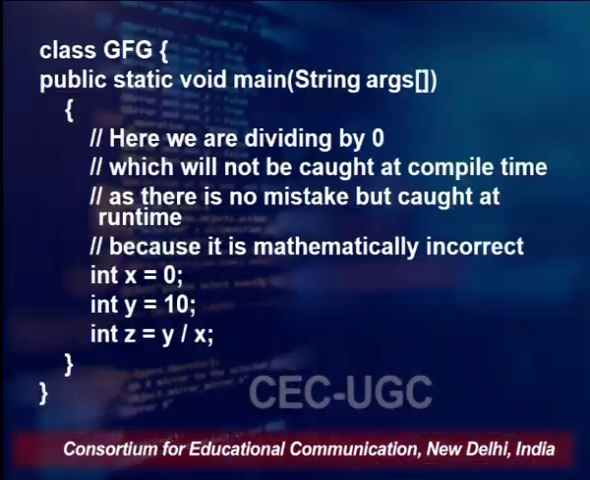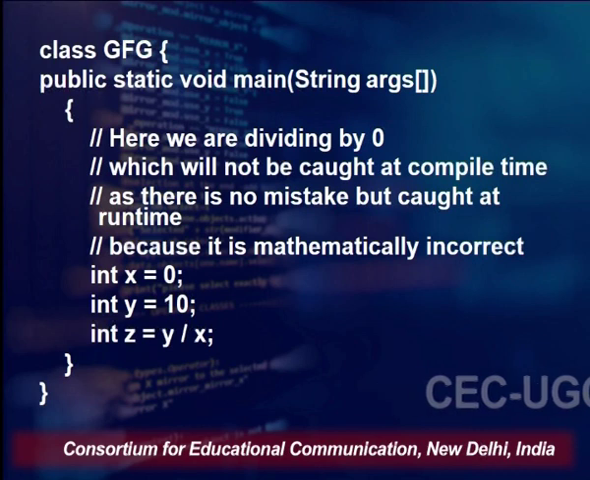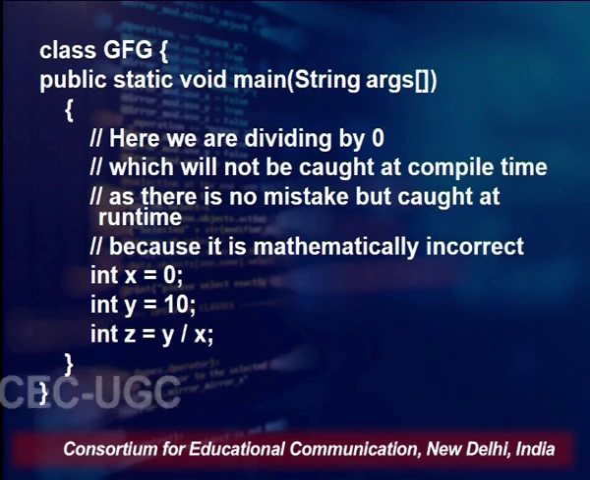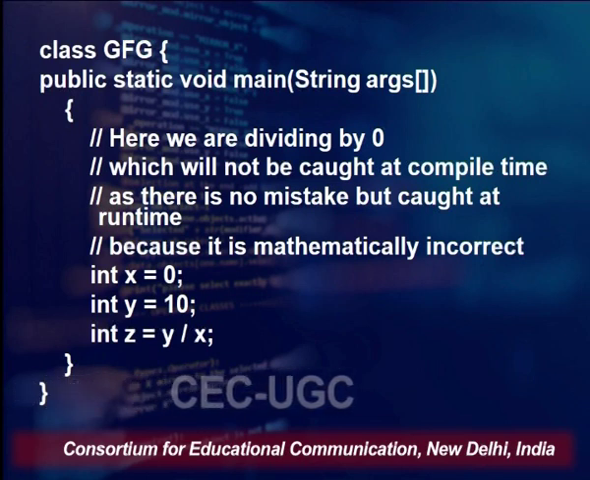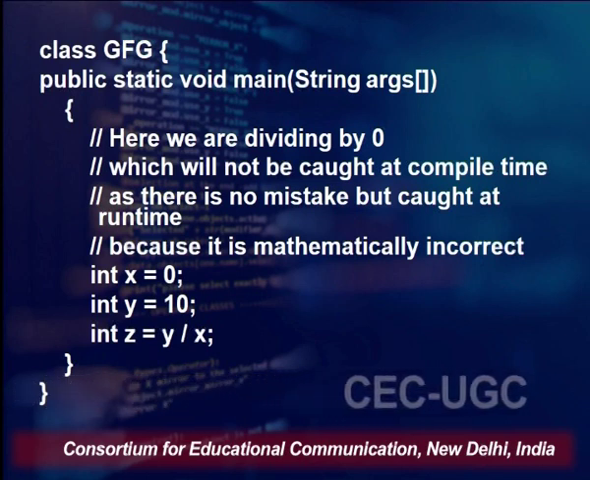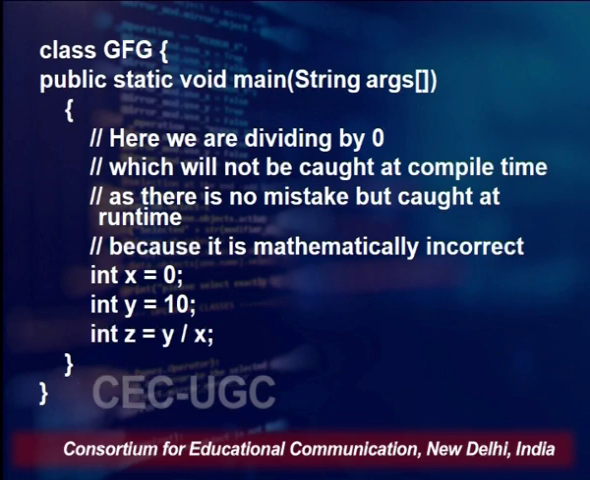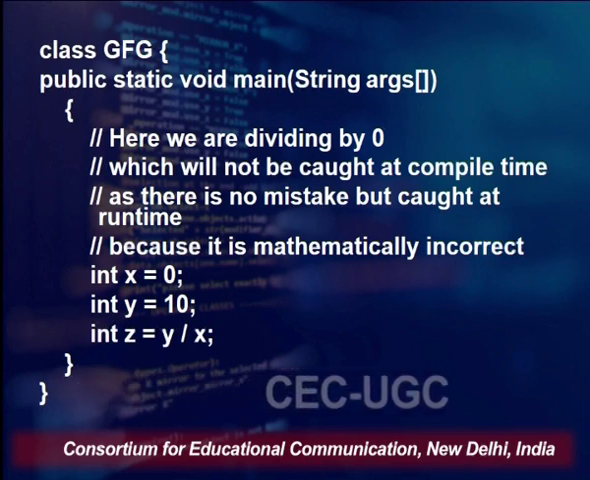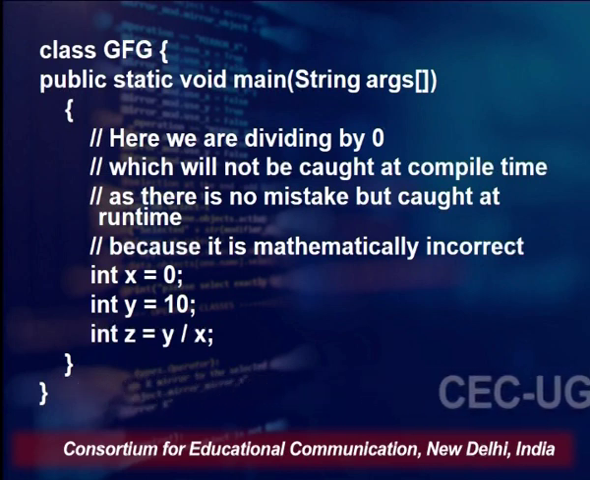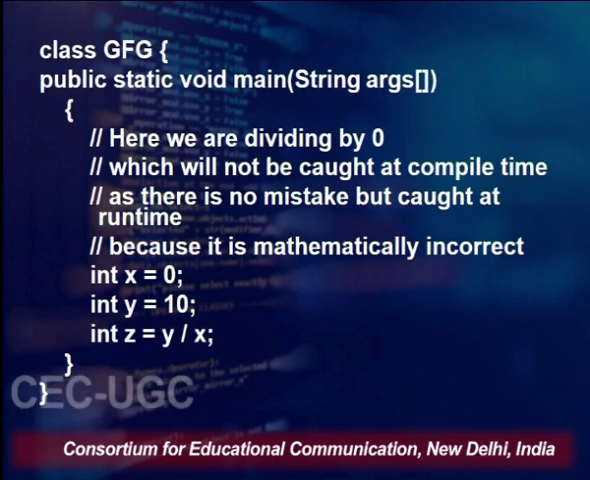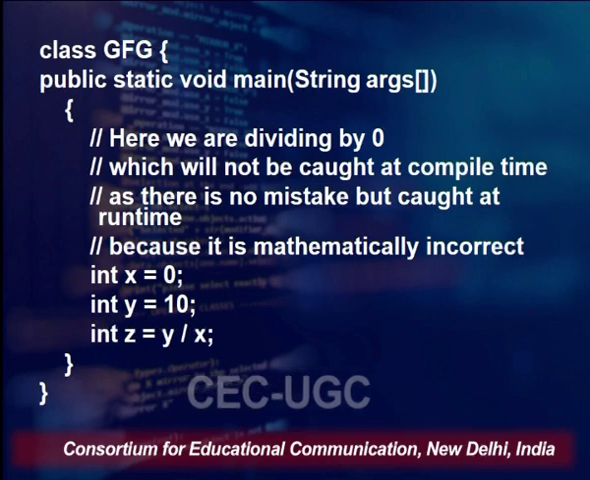So, we have a class, and within that class we have public static void main string args, and in this program what are we going to do? We are going to divide a number by 0. You all are aware that in mathematics, dividing a number by 0 gives infinity, but inside the system, dividing by 0 is a runtime error.